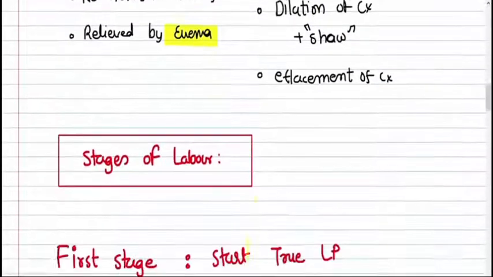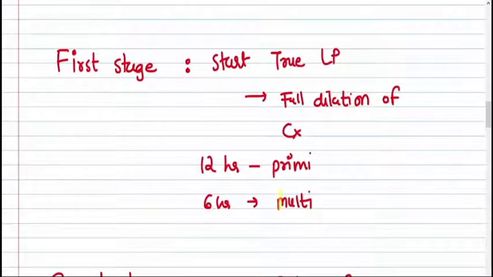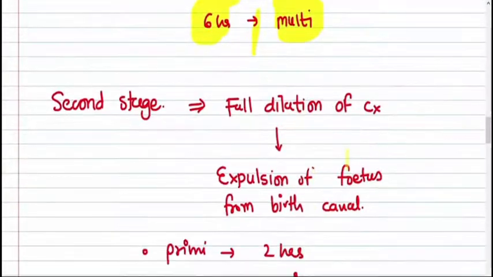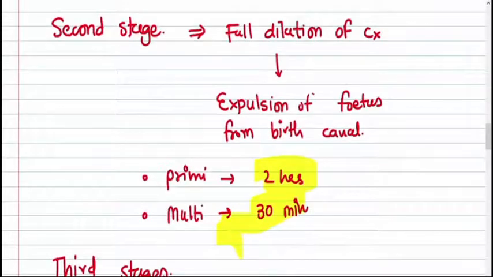Now let's talk about the 4 stages of labor. The first stage starts with the true labor pain and ends with the full dilatation of the cervix. It takes around 12 hours in primigravida patients and around 6 hours in multigravida patients. The second stage starts with the full dilatation of the cervix and ends with the expulsion of the fetus from the birth canal. In primigravida it takes 2 hours, while in multigravida it takes only 30 minutes.